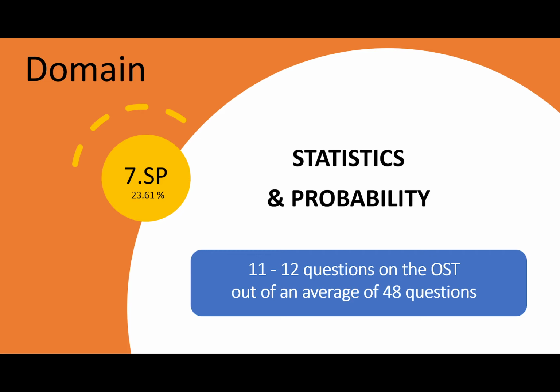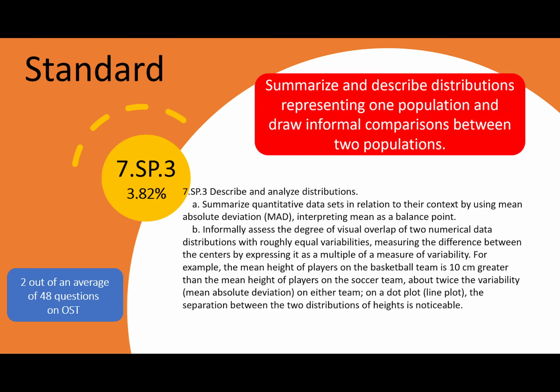Statistics and probability is an important domain. 11 to 12 questions out of 48 are on the test. Summarize and describe distributions representing one population and draw informal comparisons between two populations. Standard 7.SP.3. Please pause the video and read the description of this standard.